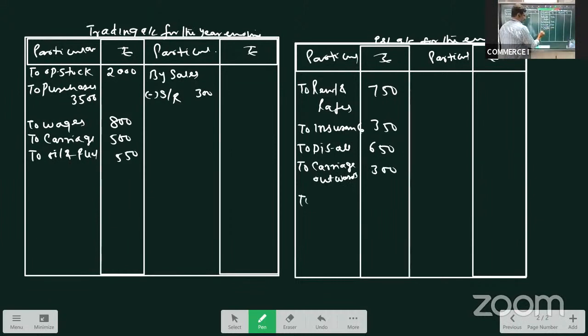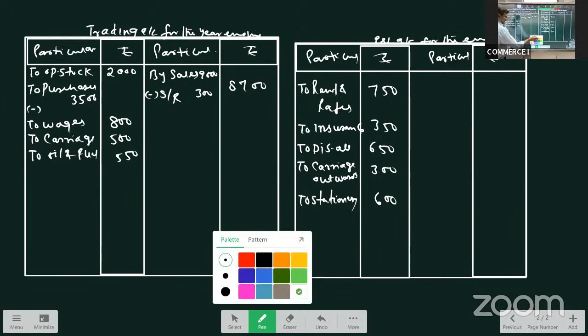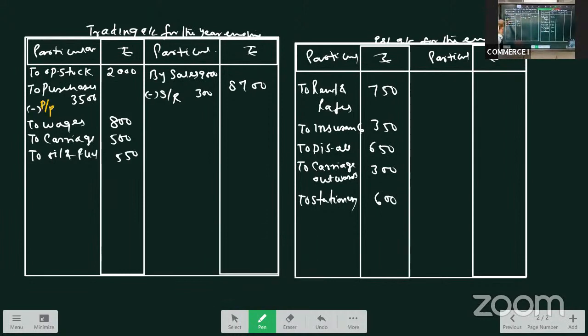Then we have stationery. Stationery is again an expense in the office. Then capital. Capital will go to balance sheet. Sales is given as 9,000. 9,000 minus 300 is 8,700. Purchase returns we will deduct from purchases. 3,500 minus 500, you'll get 3,000. Last item is creditors. Creditors are a liability that will go to balance sheet.